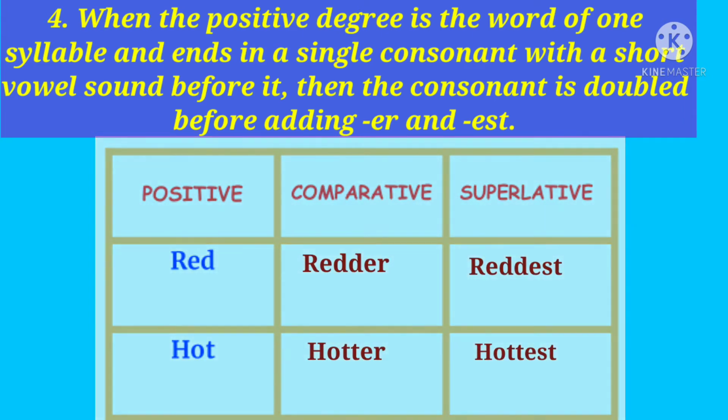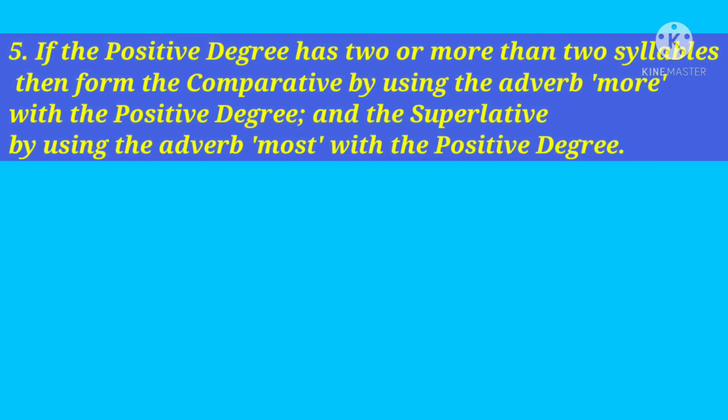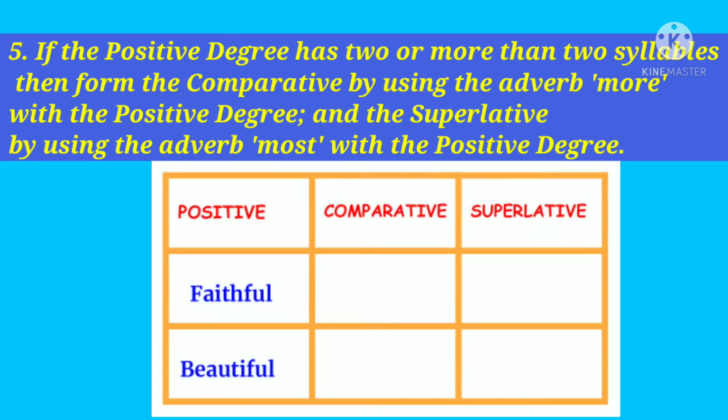Okay. Now the fifth and the last rule is that if the positive degree has two or more syllables, then form the comparative degree by using the adverb more with the positive degree, and the superlative degree by using the adverb most with the positive degree. Okay. For example, these two are the positive degrees, that is faithful and beautiful. Here the adjective faithful has two syllables, that is faith-ful. But if we look at the adjective beautiful, it has three syllables, that is beau-ti-ful.